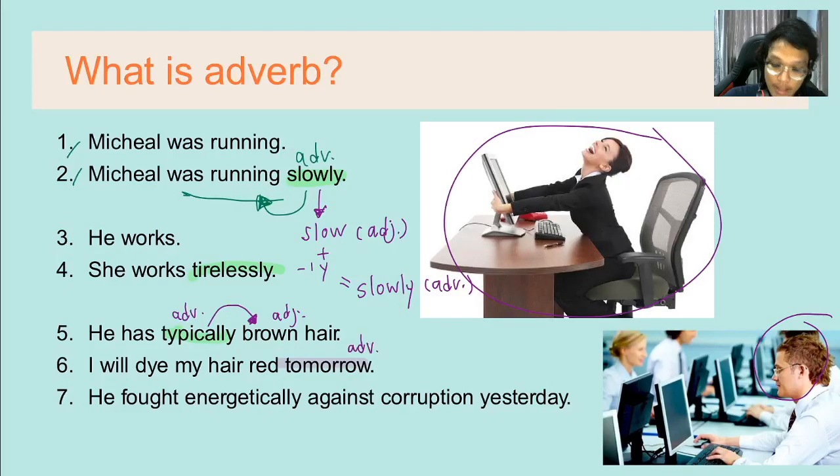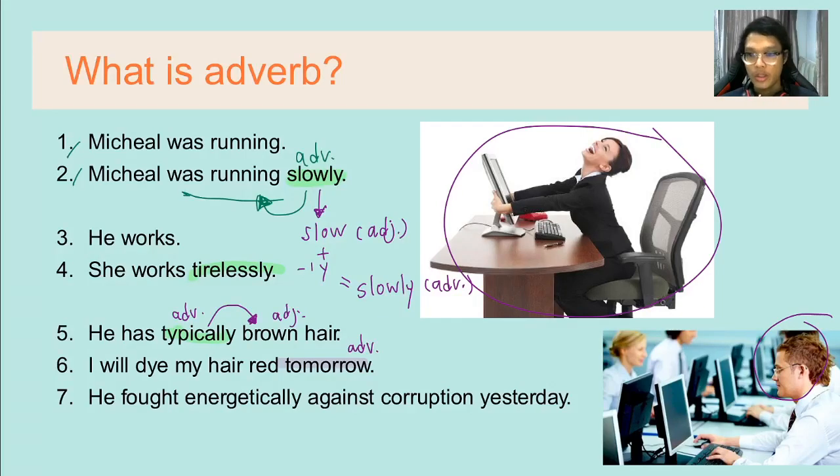It is an adverb. Tomorrow is an adverb that describes or explains when the things will happen. So tomorrow here explains that the action will happen at this point in time. So you will understand more that dyeing your hair will happen tomorrow, right?